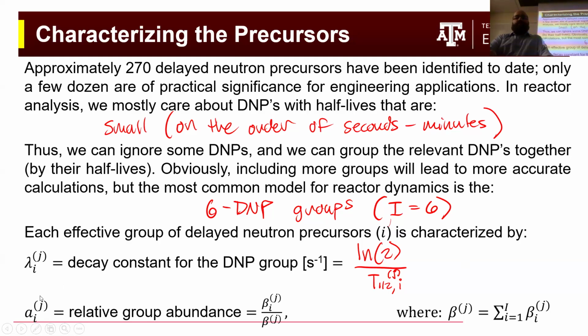And so that's lambda I, and A subscript I, not artificial intelligence, is the relative group abundance. It's just defined as the delayed neutron fraction for your group divided by the total delayed neutron fraction for all of the groups. The total delayed neutron fraction means that you're just summing up all of your beta i's for every group.